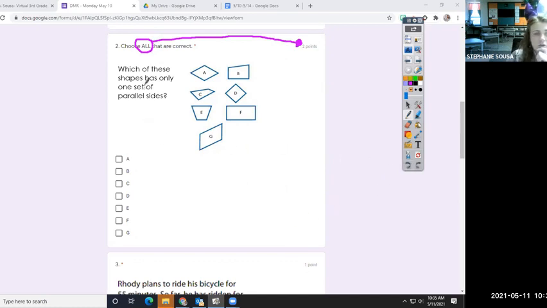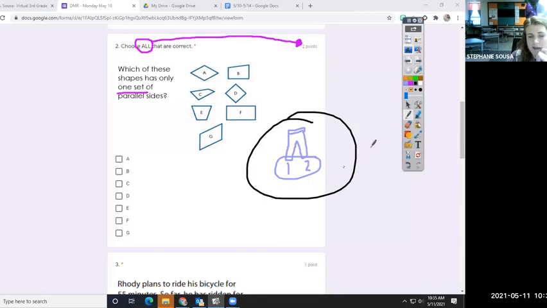So all is 2. Which of these shapes has only one set of parallel sides? Remember, a set has 2 things in it. Just like a pair of jeans. It has 1 leg hole, 2 leg holes. So there's 2 things on it, but it's only 1 item, okay?